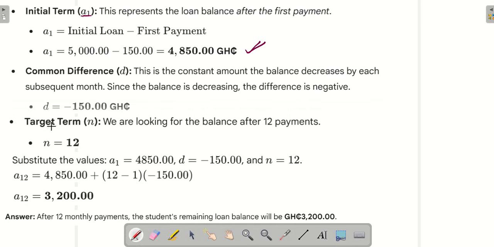Then the target term n: we are looking for the balance after 12 payments. So our n is equal to 12. Substitute the values into the formula as you know, then you solve. So it means that after 12 monthly payments, the student's remaining loan balance will be 3,200 Ghana cedis. So we are done with this.